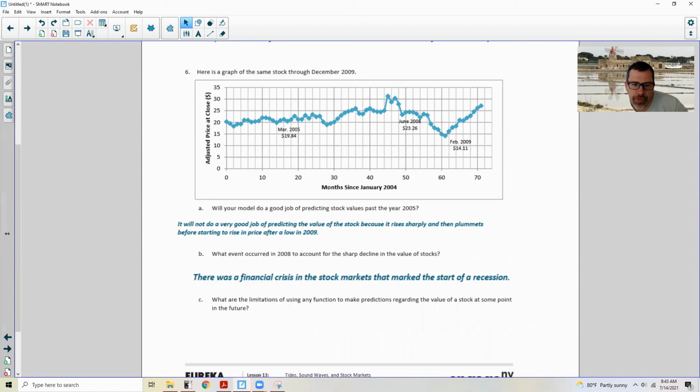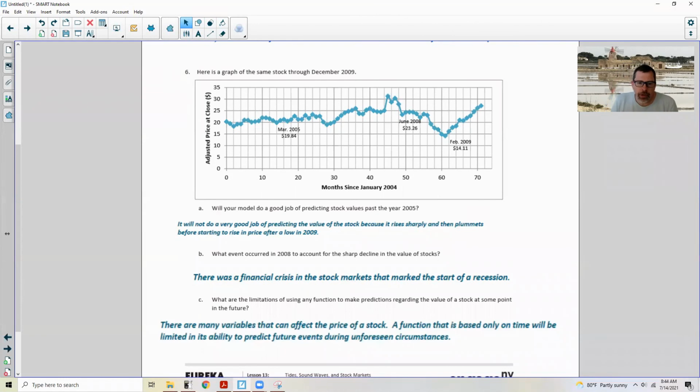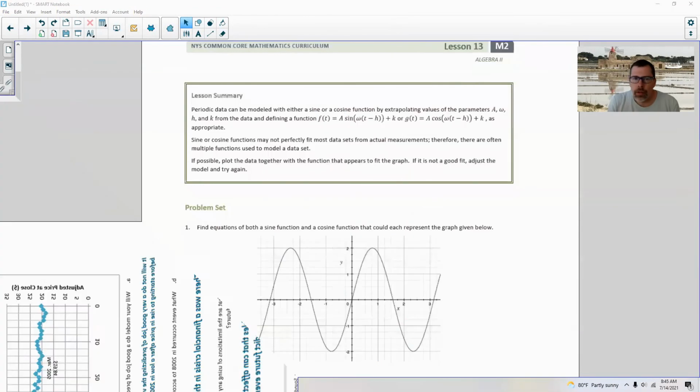C, what are the limitations of using any function to make predictions regarding the value of stock at some point in the future? All right, there are many variables that can affect the price of a stock. A function that is based only on time will be limited in its ability to predict future events during unforeseen circumstances. Okay, so nothing is perfect.